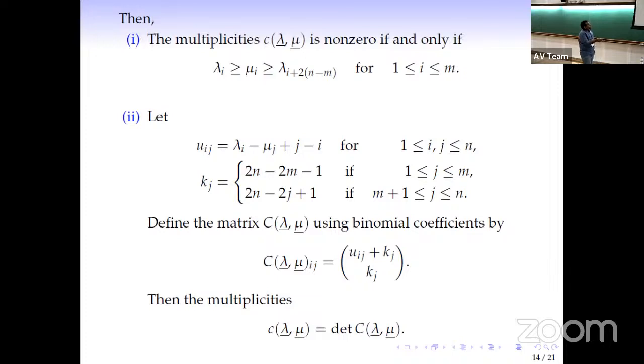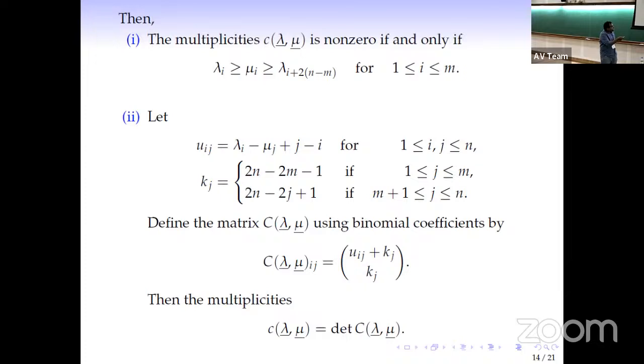And what is u_ij? u_ij is lambda_i minus mu_j plus j minus i. We already saw this expression, lambda_i minus mu_j plus j minus i, earlier. And what is k_j? Here I restrict from Sp(2n) to Sp(2m). So let's take the example Sp(100) to Sp(40), that is, m is 40, n is 100.